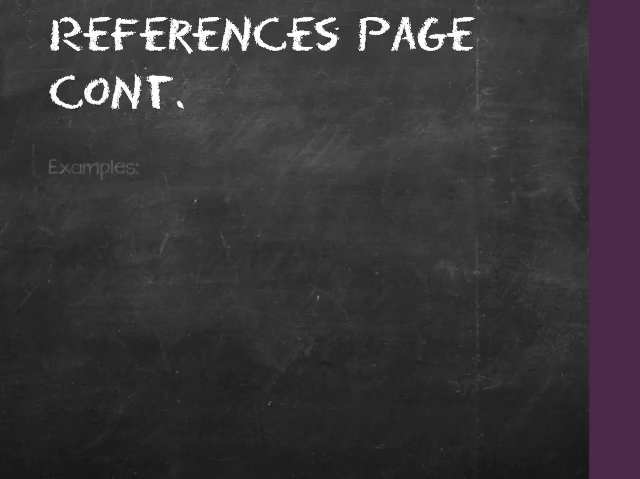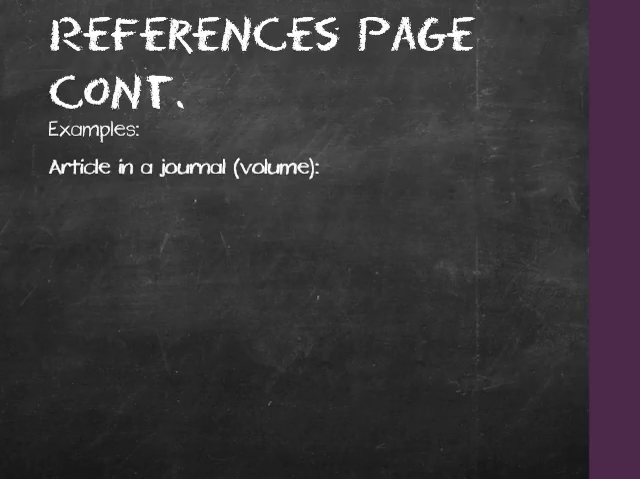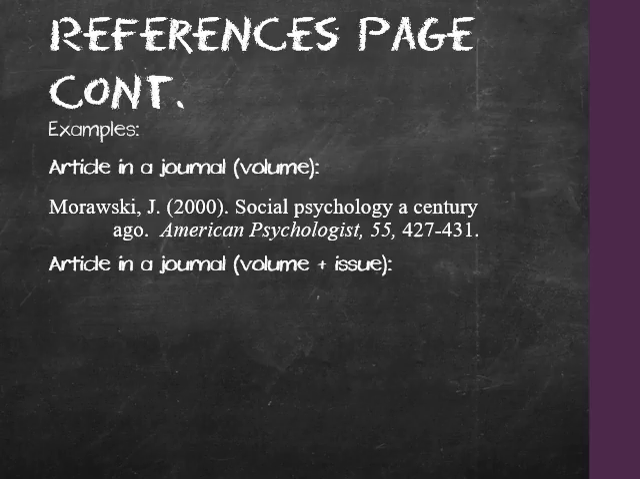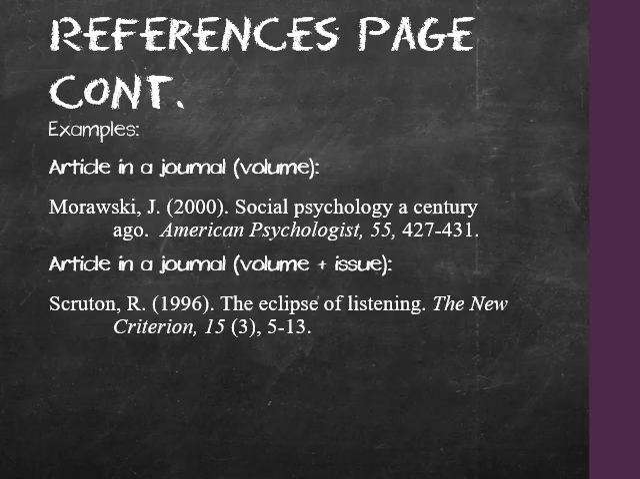Here are some examples of some of the more common APA references. Article in a journal, volume. Article in a journal, volume plus issue. Book with one author.